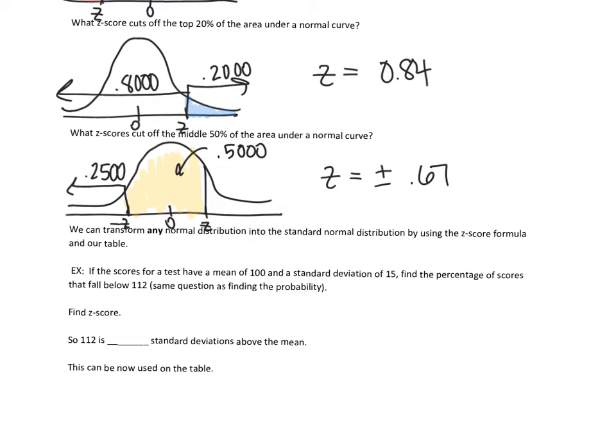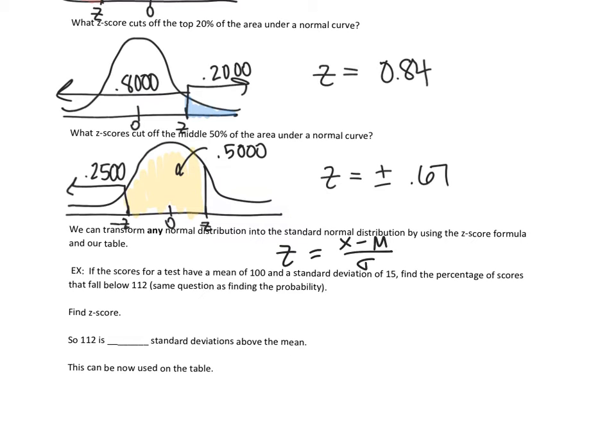So we can take any normal distribution and transform it into a standard normal distribution by using our z-score formula from 2.1 and our table of values. So just to kind of refresh, the formula from 2.1 was z equals x minus the mean over our standard deviation.